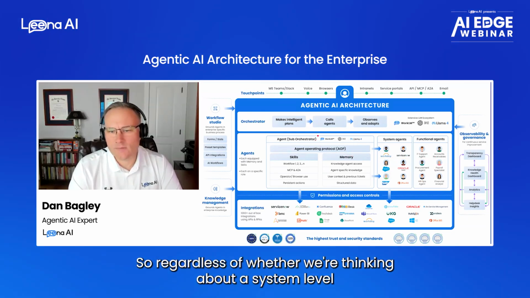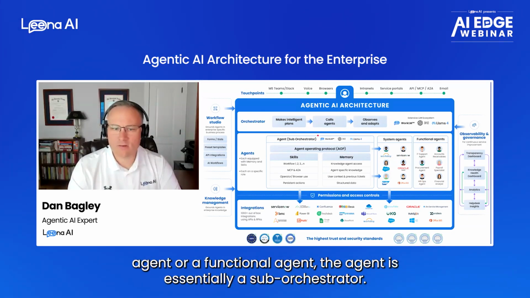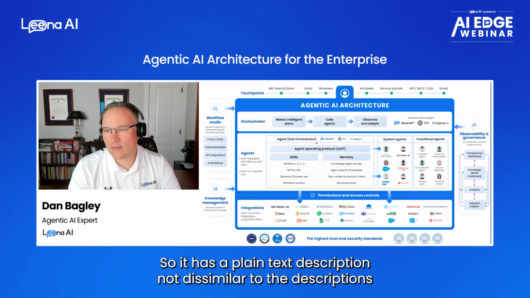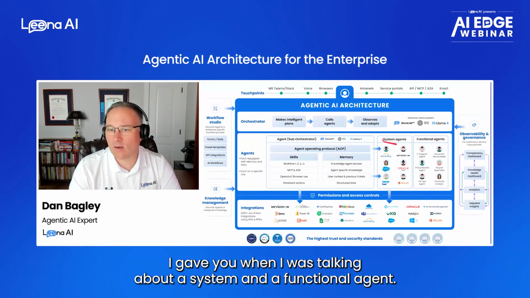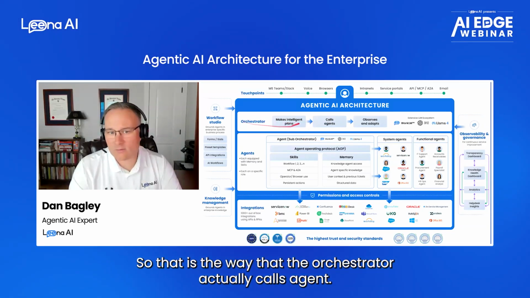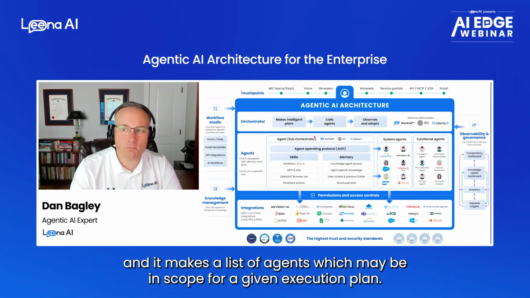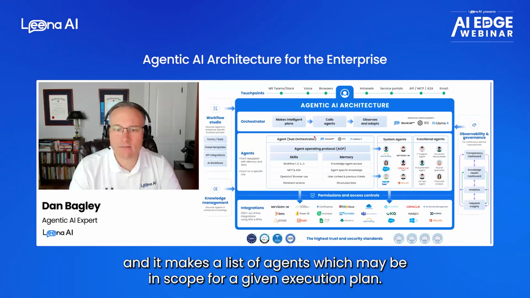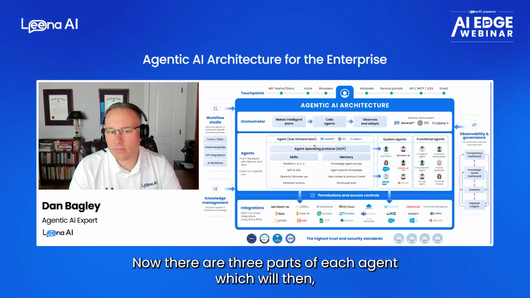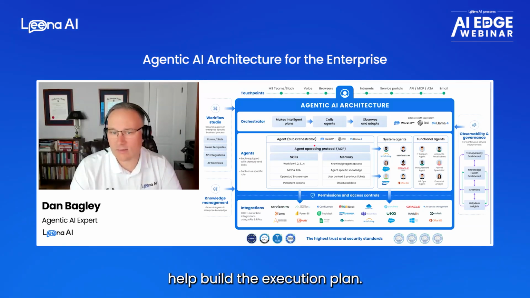So regardless of whether we're thinking about a system level agent or a functional agent, the agent is essentially a sub-orchestrator. It has a plain text description, not dissimilar to the descriptions I gave you when I was talking about a system and a functional agent. That is the way that the orchestrator actually calls an agent. It looks at the plain text descriptions of those agents, and it makes a list of agents which may be in scope for a given execution plan. Now, there are three parts of each agent which will then help build the execution plan.